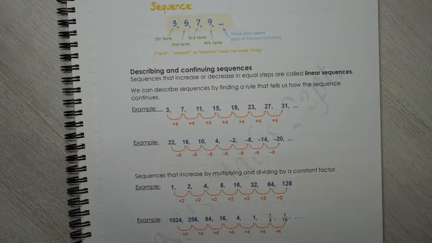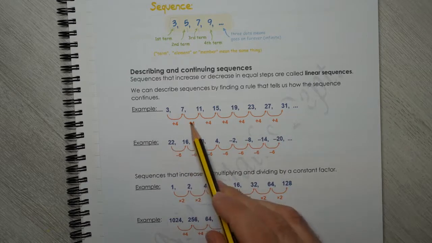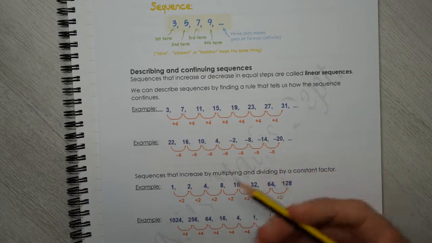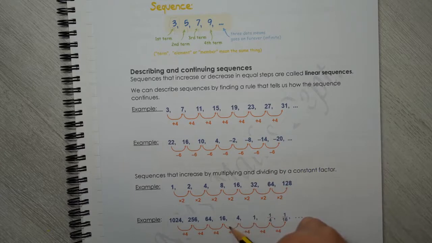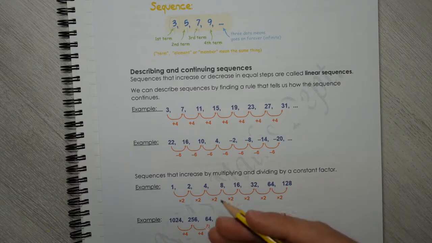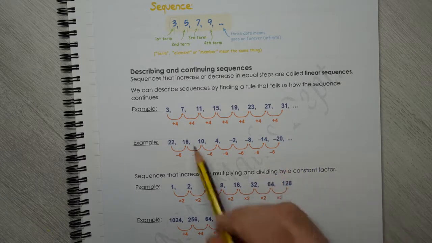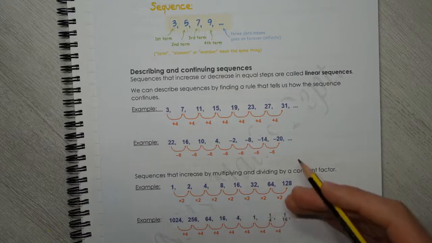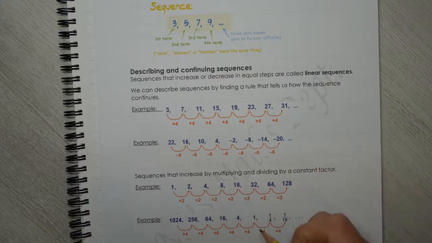So each time we are adding 4. Each time we are adding 4. And the first term of the sequence is 3. The first term of the sequence is 3, and we are adding 4 each time.